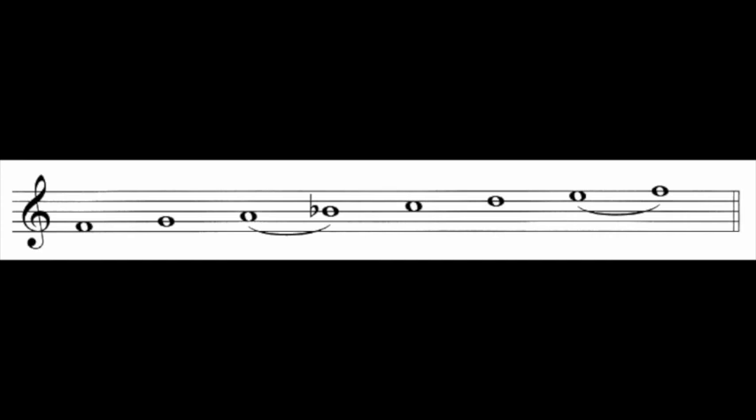If we follow this pattern of tones and semitones beginning on the note F, we get a scale with one flat. So we can see here as we go up the scale, F, G, A, if we didn't have that flat and went to B, that would be a whole tone. So we have to lower that B to B flat to create that semitone.